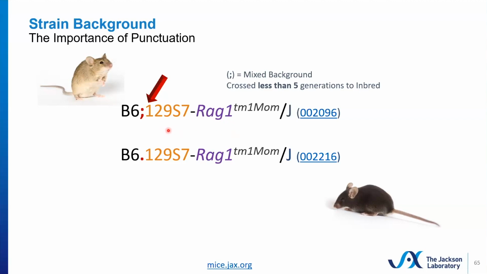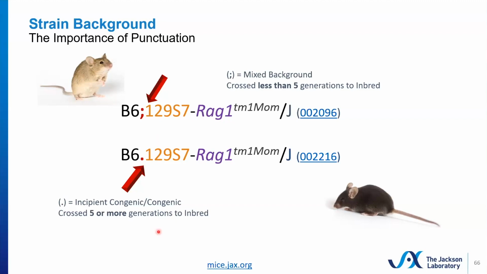In the top strain, you see a semicolon. This indicates that it was backcrossed less than 5 generations to the recipient background, in this case, C57 Black 6. The bottom strain, we see a period, which means the backcross to C57 Black 6 has been at least 5 or more generations. At 5 backcrosses, the strain is about 95% identical to that new background, in this case, the B6, and is considered incipient congenic. At 10 backcrosses, it's considered fully congenic.